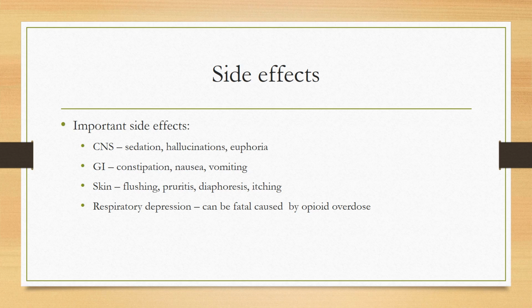Side effects of opiates. So the big ones: CNS, so sedation, hallucinations, euphoria; GI, constipation, opioid-induced constipation, nausea, vomiting; skin, flushing, pruritus, diaphoresis, itching; and then respiratory depression. You can depress the respiratory centers and people will stop breathing.